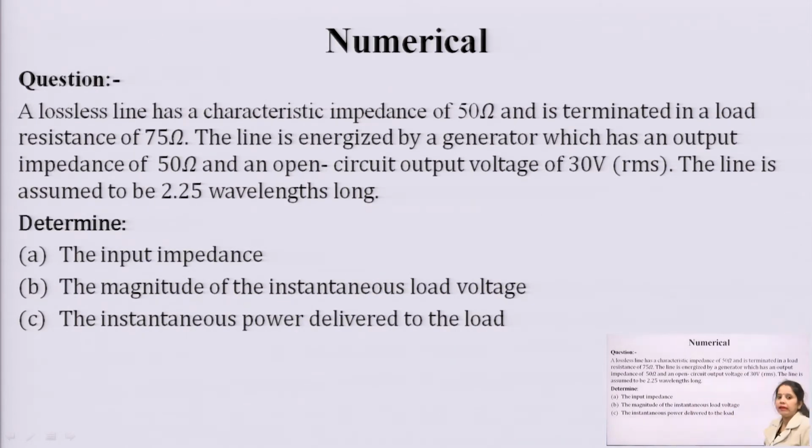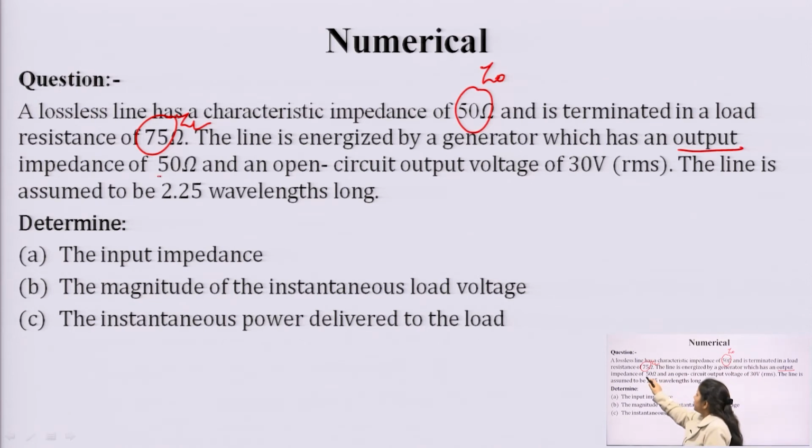Let us now see one numerical related to our impedance. What we are seeing here is a lossless line having characteristic impedance Z naught equal to 50 ohm, terminated in a load impedance ZL equal to 75 ohm. The line is energized by a generator which has an output impedance of 50 ohm, and an open circuit voltage in RMS form is given as 50 volt, and the line is assumed to be 2.25 wavelengths.